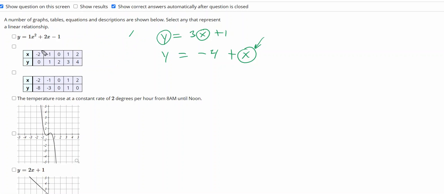Okay, let's look at this one. So our x's are going up by 1 every time. Okay, and our y's are going up by 1 every time. So this one is definitely linear.